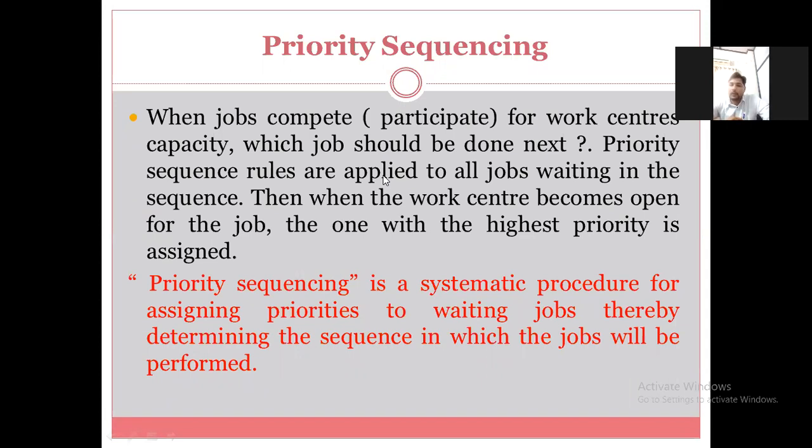In the next point, in double inverted commas, priority sequencing: Priority sequencing is a systematic procedure for assigning priorities to waiting jobs, thereby determining the sequence in which the jobs will be performed.